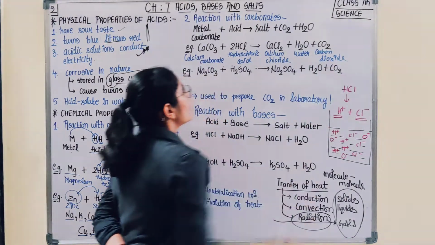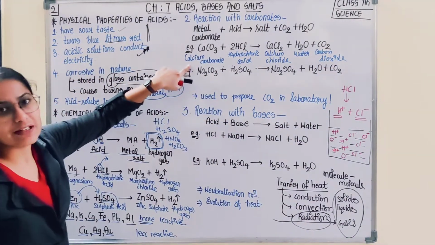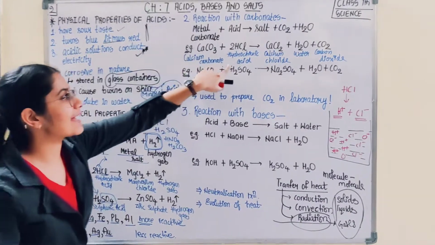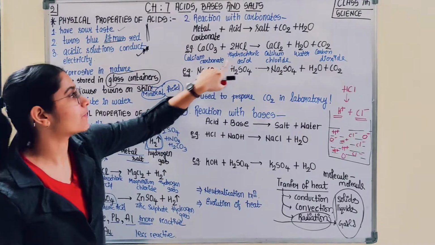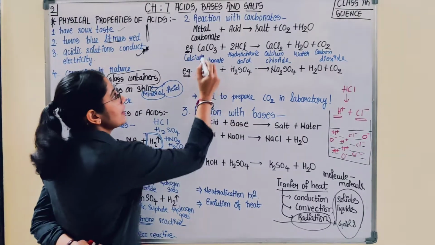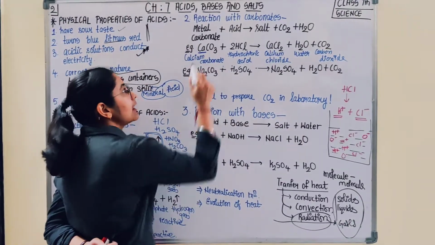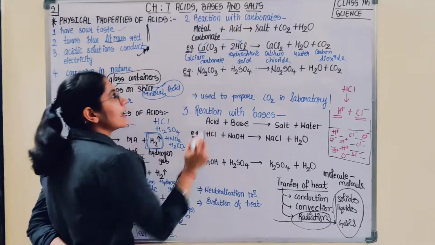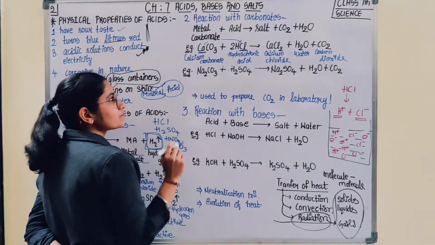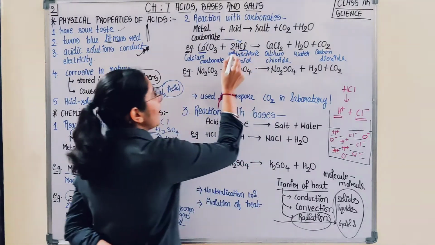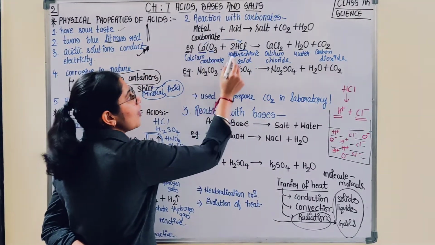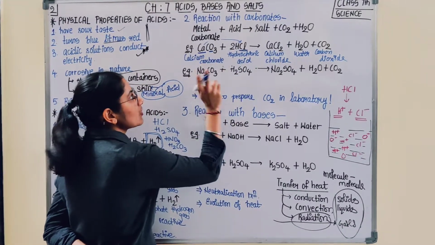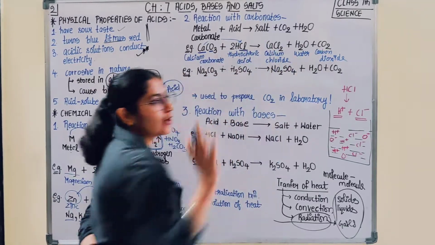So when a metal carbonate, for example calcium carbonate, reacts with an acid, suppose hydrochloric acid, what happens is, if you see carefully, this calcium again replaces hydrogen and comes together with chlorine. The hydrogen that is released takes one oxygen from the carbonate, and when one oxygen is removed, one out of three is gone, leaving CO2, carbon dioxide.